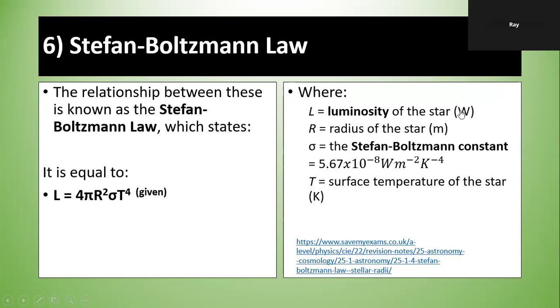where L is the luminosity of the star, R is the radius of the star, not distance. This constant, sigma, is Stefan-Boltzmann's constant. The value is given in your data sheet. This is the surface temperature of the star. Be careful when you use this formula. This R is not distance, it is the radius of the star. But anyway, this is given, so you don't have to worry about memorizing this one. It's just to caution you.